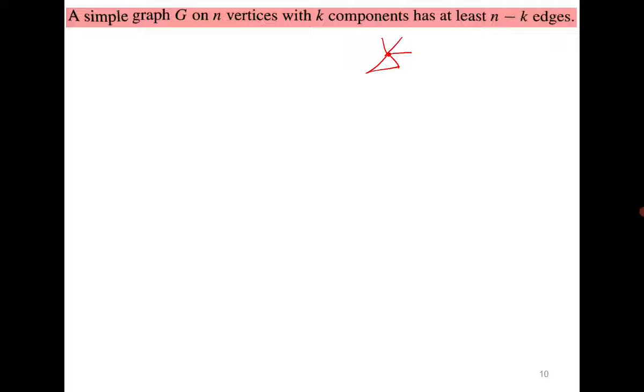But whenever you delete an edge, then either the number of components remains as it is or it gets increased by 1 only. And therefore, if I delete an edge, it is easier to follow the number of components. And this is why we consider the induction on m.